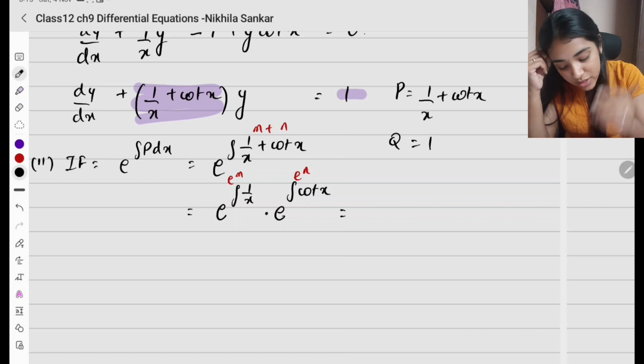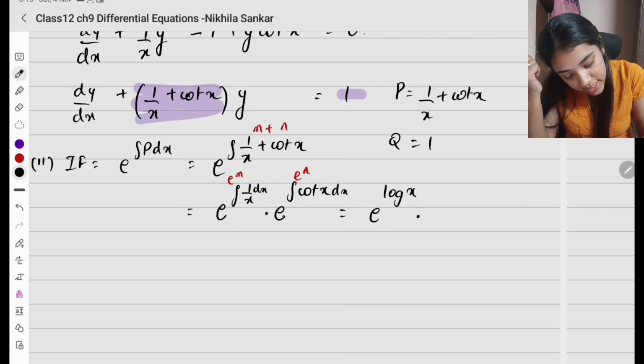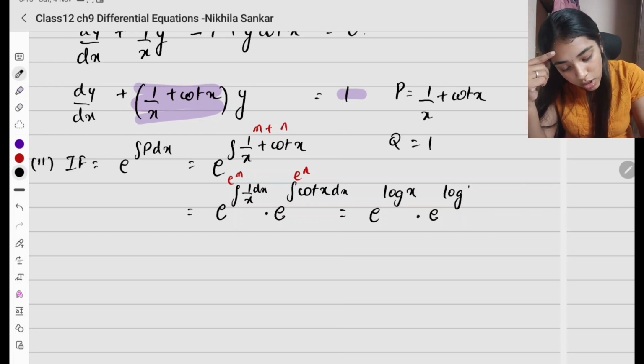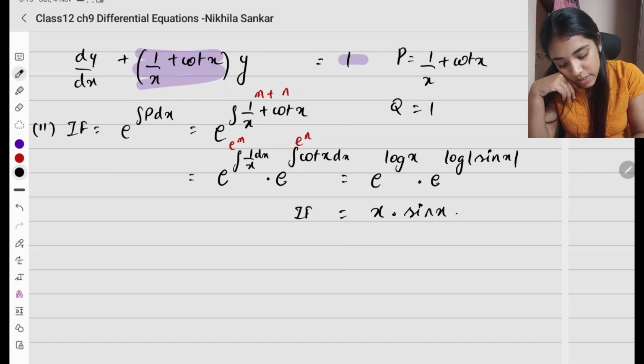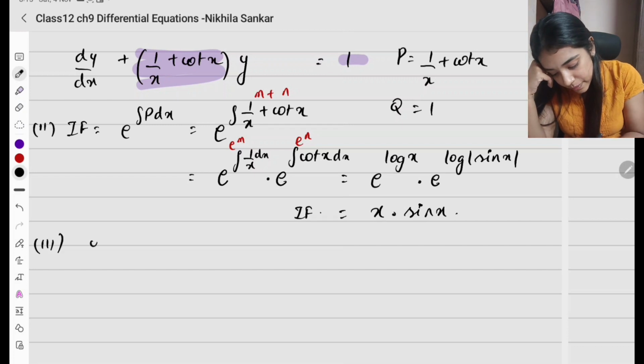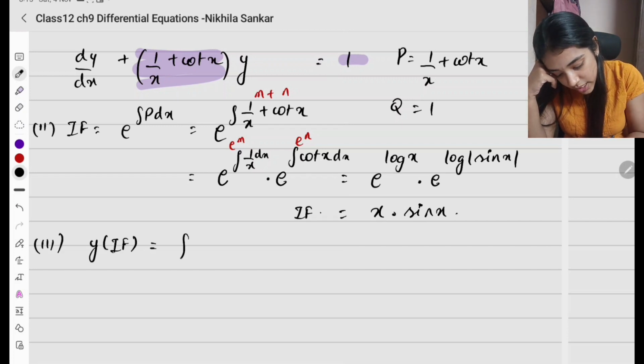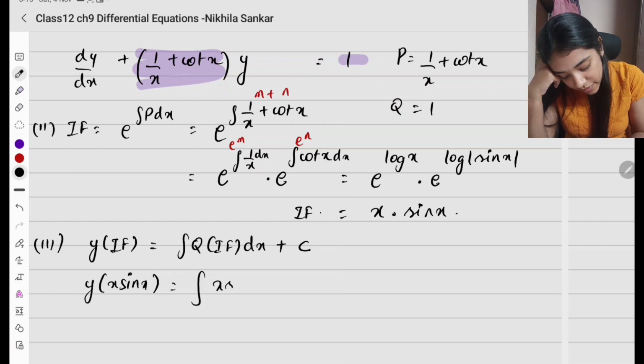Okay. Now e to the 1 by x dx, cot x dx. So this is going to be e to the log x times e to the log mod sin x. Okay. So this is going to be e to the log of some function is the function. E to the log of some function is the function again. So x sin x. This is my integration factor. Third step, y times integration factor equals integration q of integration factor dx plus c. Y into x sin x equals q enna 1. Integration factor enna x sin x times dx plus c.